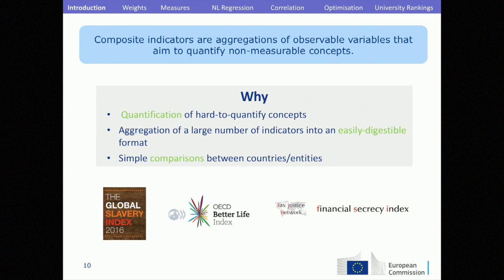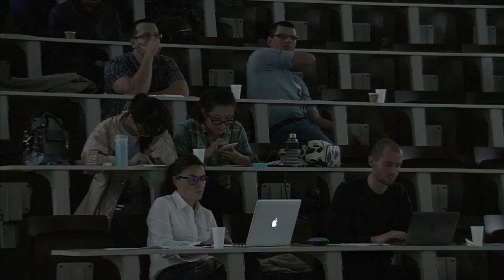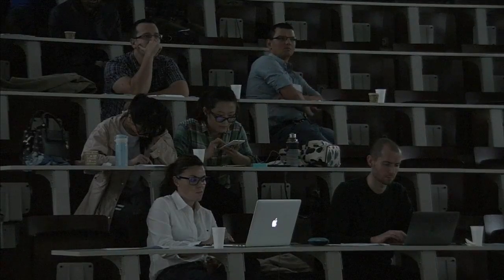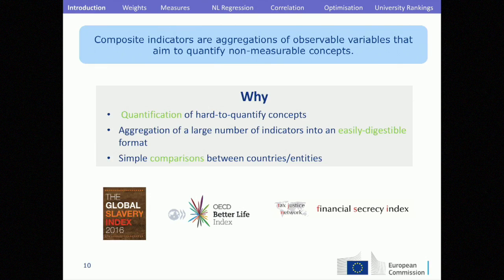So the reason that people build these things is mainly to quantify, as I say, things that are quite hard to quantify and have no particularly concrete definition. They allow you to aggregate a large number of variables or indicators into an easily digestible format, so it's something that can be interpreted by absolutely anyone. It just boils down to one number at the end of the day. And it allows you to give simple comparisons between countries or between universities.